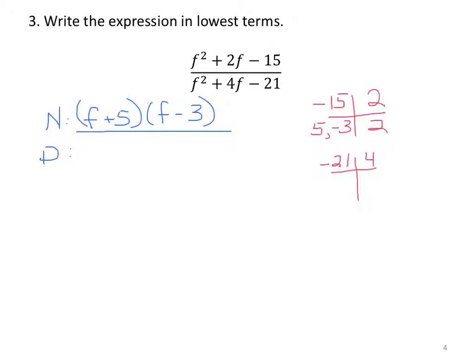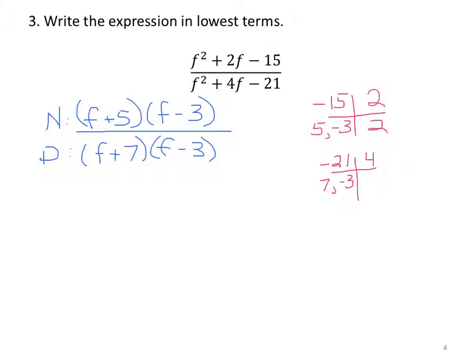Well, 21 is 7 times 3, and the difference of 7 and 3 is 4, so you have to figure out which one is positive and which one is negative. Your end result has to add to give us a positive number, so you want your largest number again to be positive, so those are our two numbers. So we can simply go to the denominator and write f plus 7 and f minus 3.